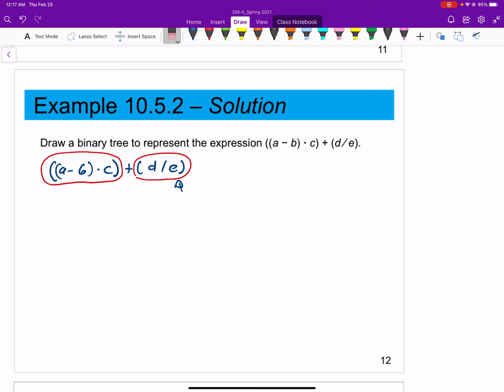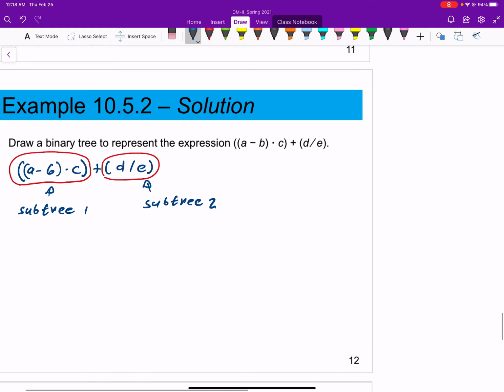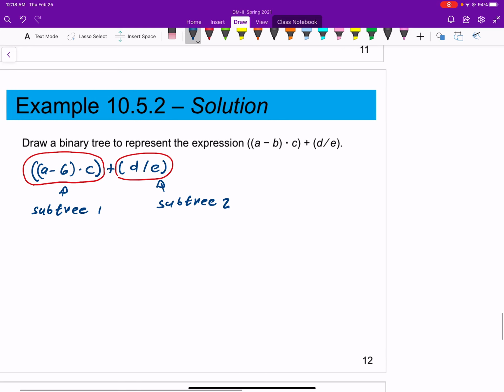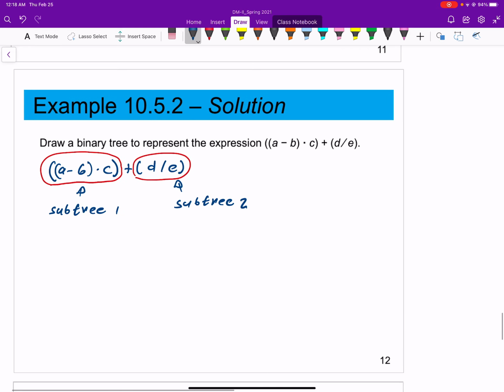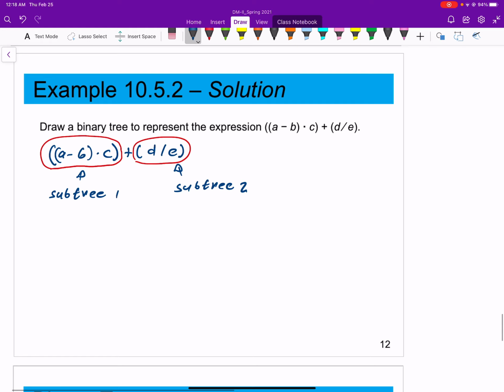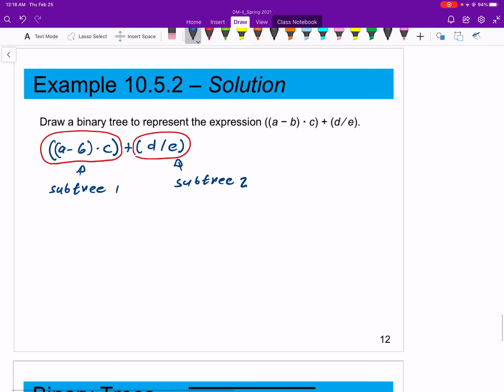Let's say branch number 1, branch number 2. So this can be represented by branch number 1. Maybe I would say subtree 1, subtree 2. All right, so first of all, let me mark that: subtree 1 and subtree 2. And then you can still see subtree 1 is still complicated.